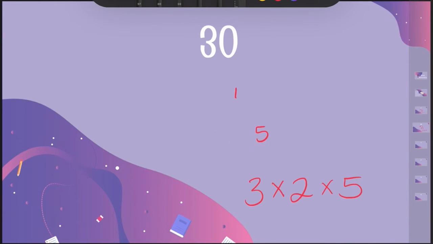And just like we did before, we could always start it off differently, right? Let's say we decided to say that 5 times 6 was 30, right? Well, 5 is prime, so it stops there. But 6 is 2 times 3, right? 2 and 3 were both prime. I'm still left with the same answers, right? I have 1 5, 1 2, 1 3. I am good to go.